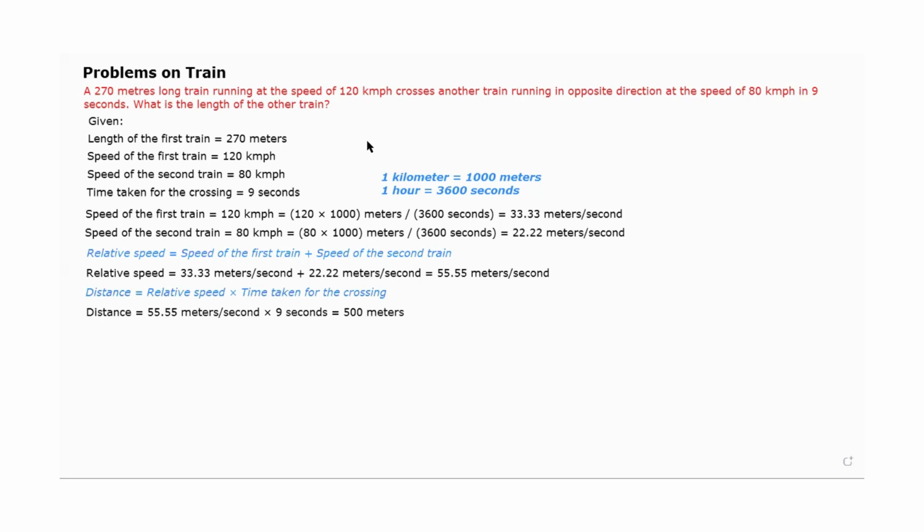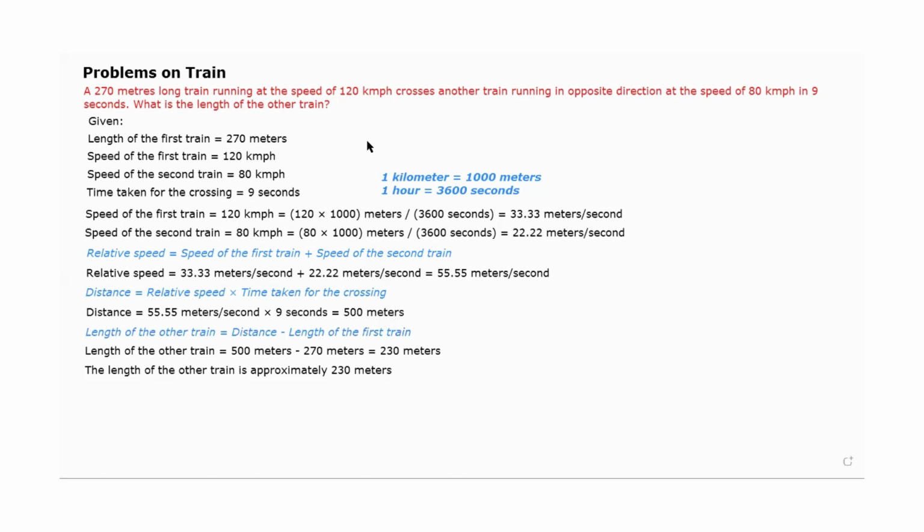The distance covered during the crossing is equal to the combined length of the two trains. Therefore, we can find the length of the other train by subtracting the length of the first train from the total distance. Length of the other train equals distance minus length of the first train. Length of the other train equals 500 meters minus 270 meters equals 230 meters. Therefore, the length of the other train is approximately 230 meters.